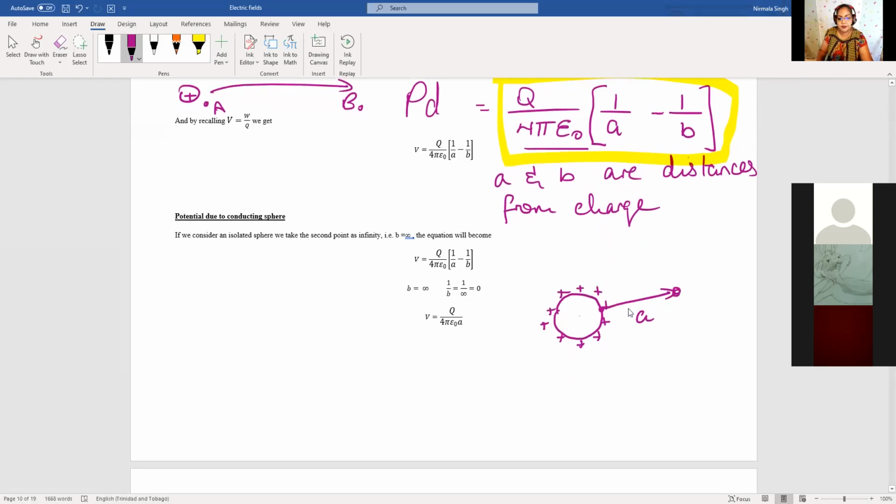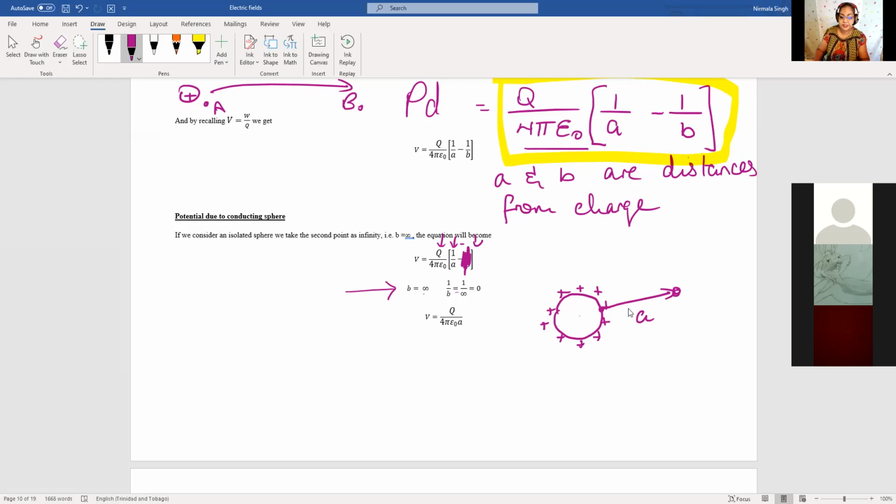Now, if B is equal to infinity, 1 over infinity is 0. It's a mathematical specialness that we just don't go into today. So 1 over B will be 0. So your V is equal to Q over 4 pi epsilon naught into 1 over A minus 1 over B. The B will get eliminated because 1 over infinity is 0. So you're going to get V is equal to Q over 4 pi epsilon naught A.